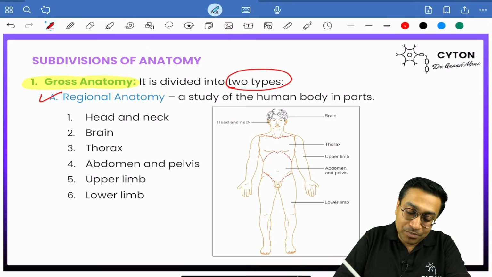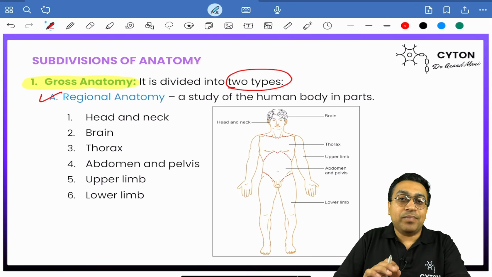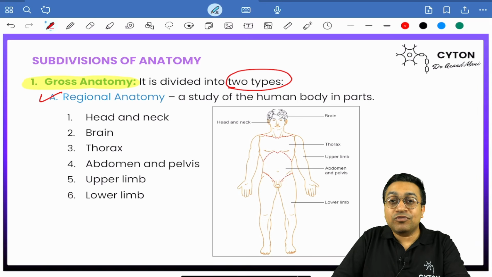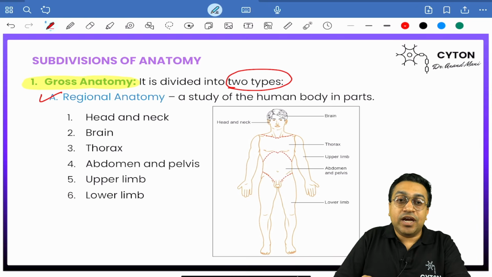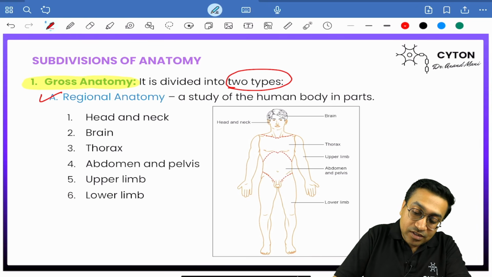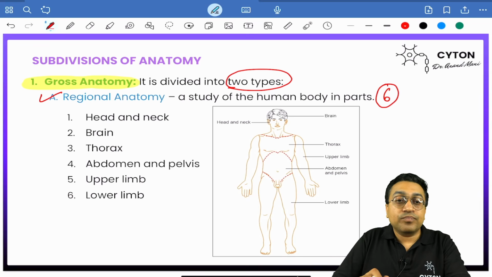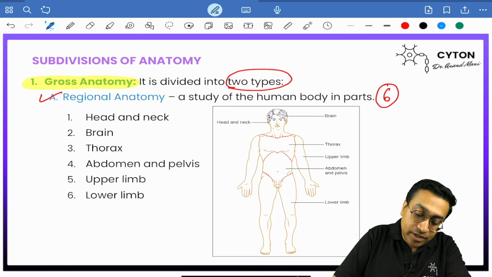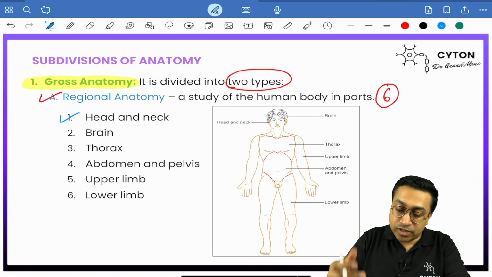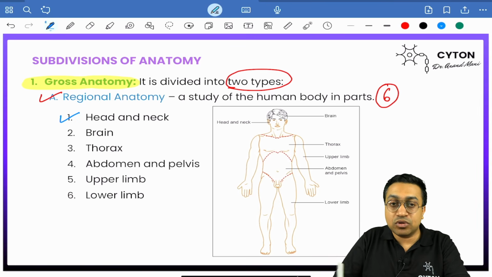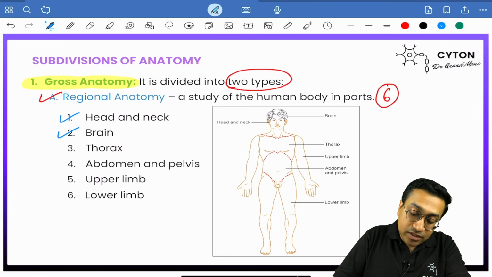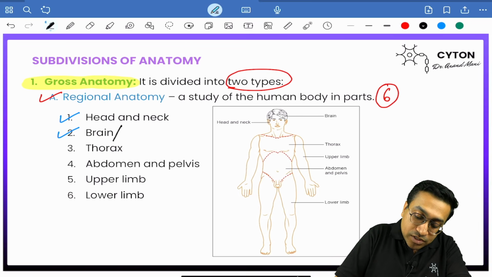The gross anatomy will be taught to you in all your colleges pan India, and abroad in the form of regional anatomy. That is the study of the human body in various parts. For example, how many parts you can see here? There are a total of 6 parts, 6 extremities. What are these 6 regions? Number 1, the head and neck. You can imagine what this region is, and the same you can see on the image on the right side. And the brain will also be known as the neuroanatomy.